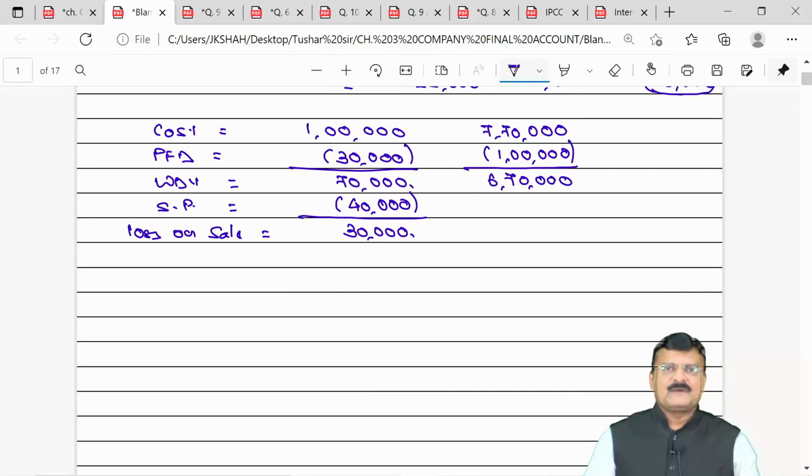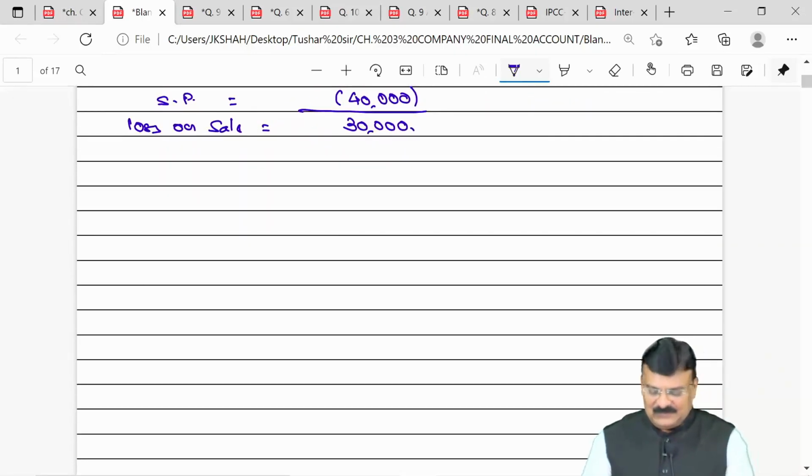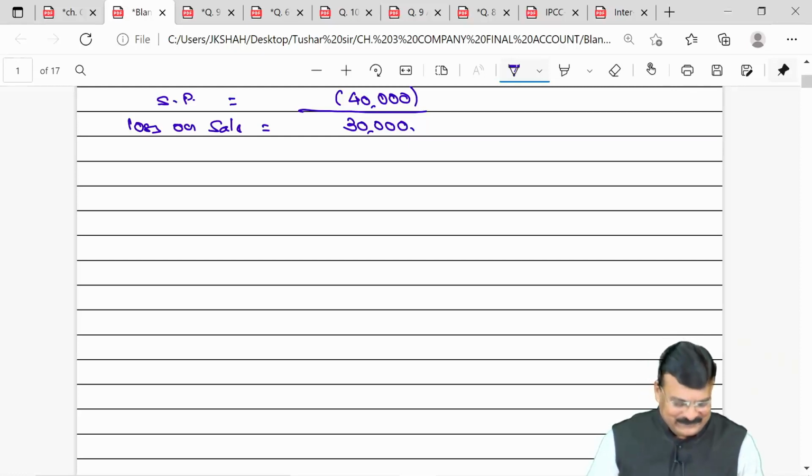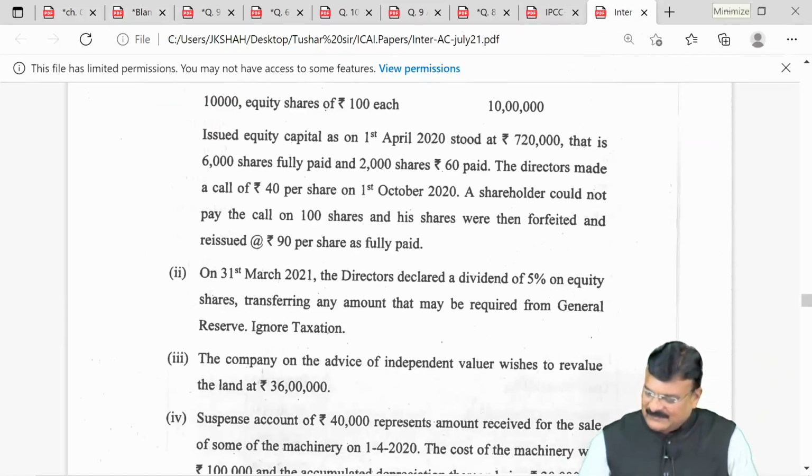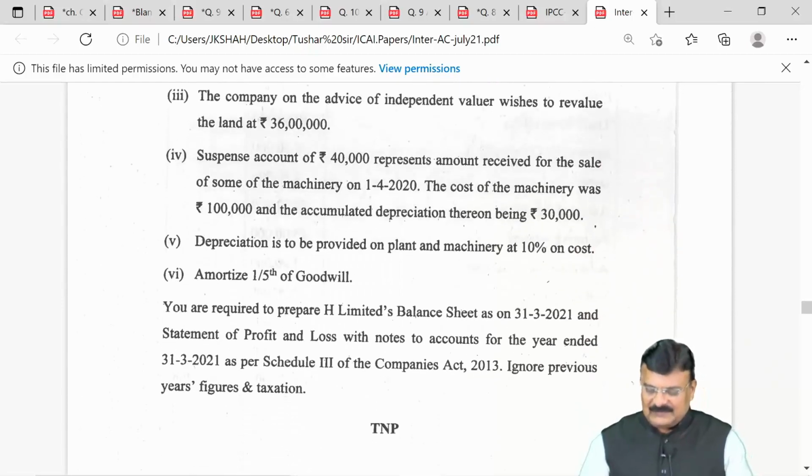Amortize 1/5 of goodwill. Goodwill is written off to the extent of 1/5. What is goodwill in the trial balance? 12,50,000. 1/5 is to be written off. First effect, less from goodwill. Goodwill will come under the head property, plant and equipment, intangible assets. In the second effect, amortization will go to depreciation and amortization expense. Okay, so that was the adjustment for suspense. This is the reason.